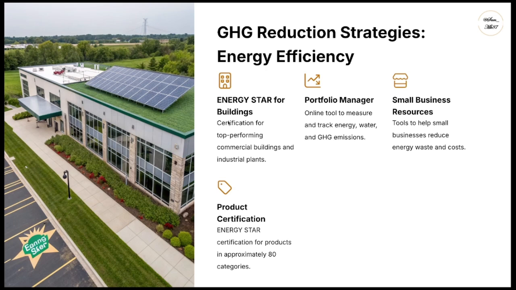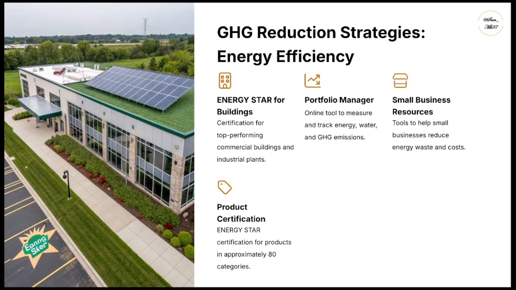In terms of energy efficiency, which is one of the most cost-effective strategies to reduce greenhouse gas emissions, you need to start with Portfolio Manager, an online tool that can help organizations track and manage energy, water use, and GHG emissions across buildings. That's a good option. Also, Energy Star certification is available for top performing buildings and industrial plants. Earning this label not only reduces emissions, but also demonstrates environmental leadership to customers and stakeholders.